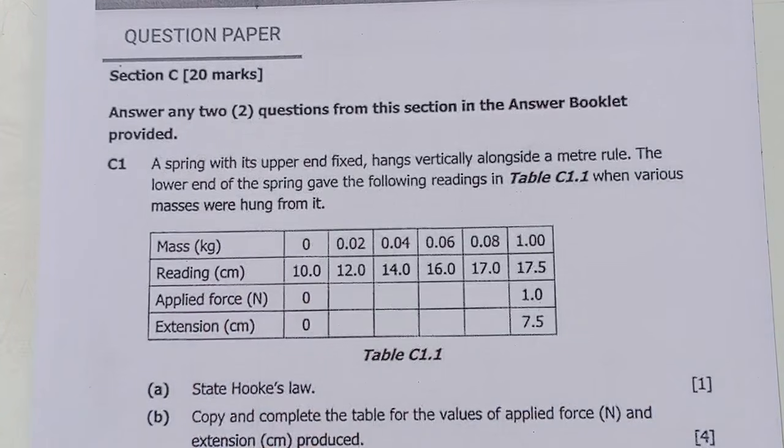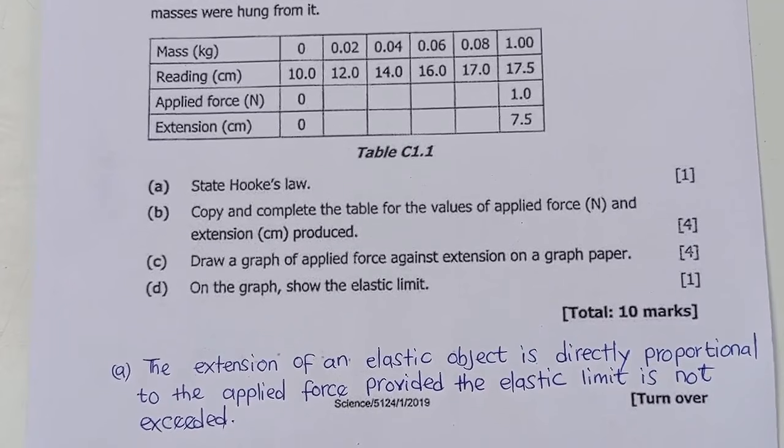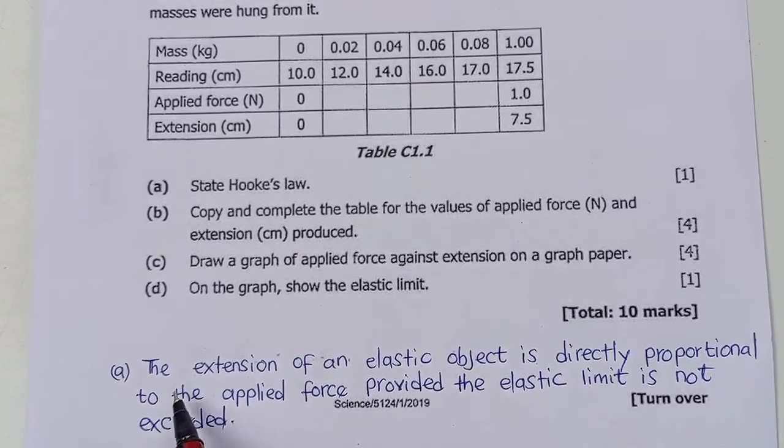So the first question that is given, as you can see, is telling us to state Hooke's law. You need to know how this law states. So without wasting much time, I wrote this one down so that we don't waste a lot of time. You say, Hooke's law states that the extension of an elastic object is directly proportional to the applied force, provided the elastic limit is not exceeded.